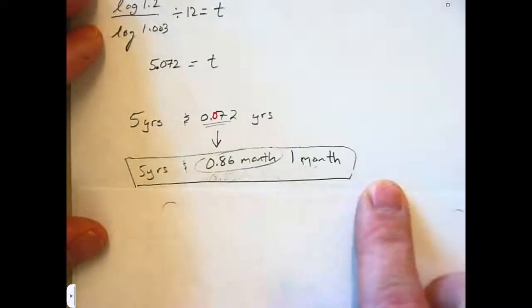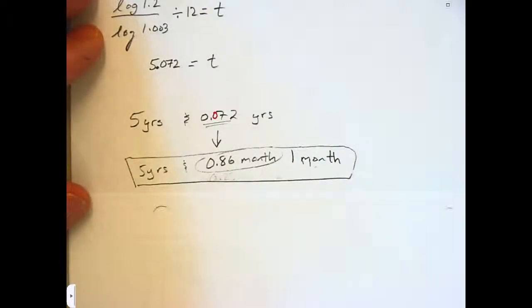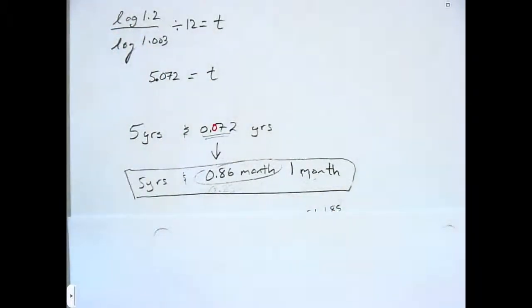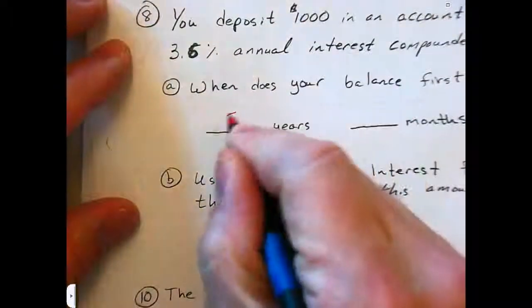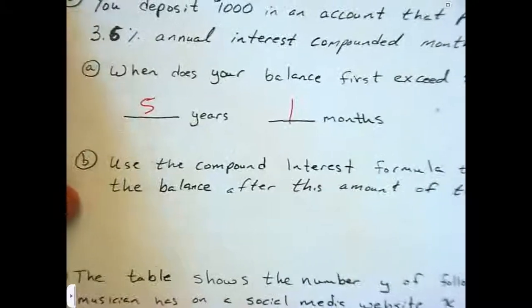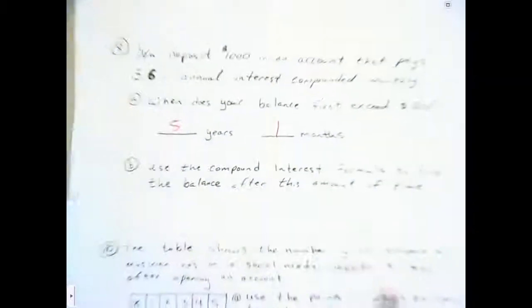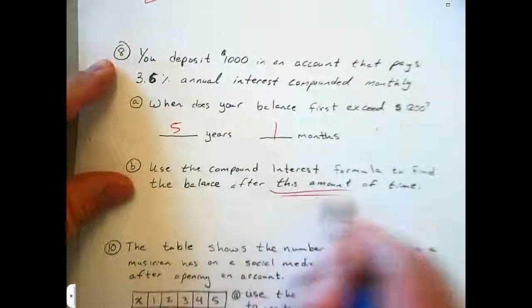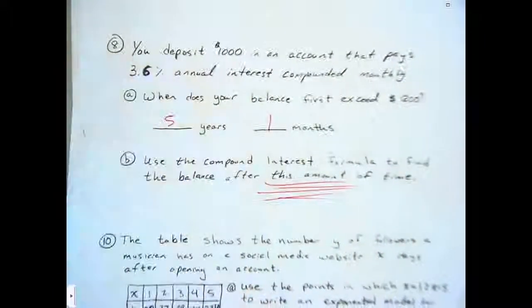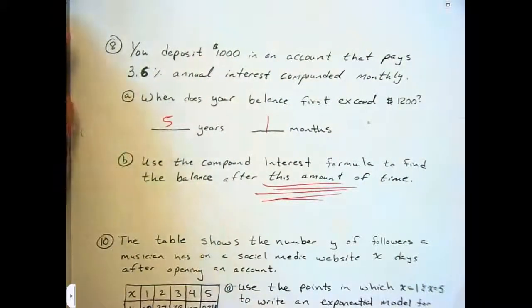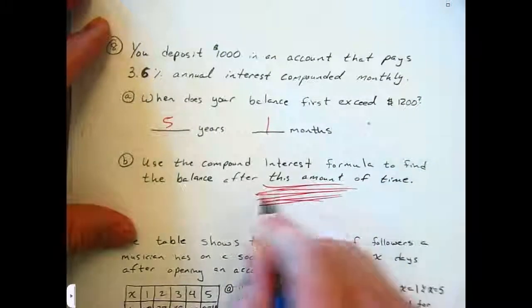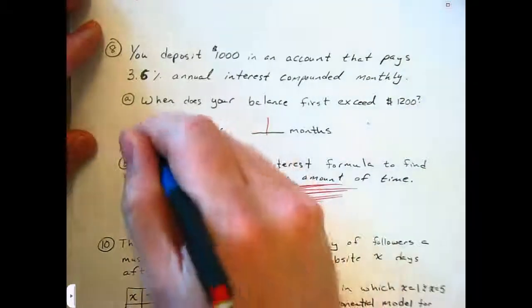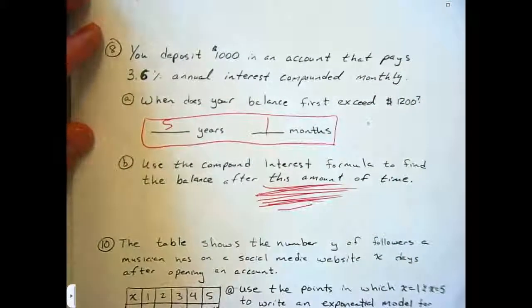Okay, 5 years, 1 month. From there, we now have something we can plug in. So this was 5 years. This is 1 month. We now have something we can use to help us use the compound interest formula to find the balance after this amount of time. Now, some of you missed this part just because you weren't finding the balance after this amount of time. What amount of time? 5 years, 1 month. That's the amount of time now.